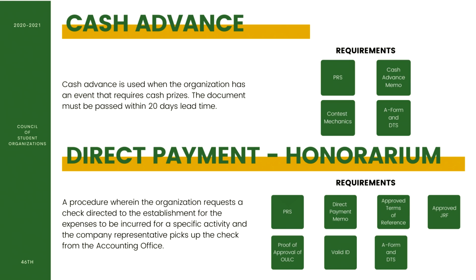Cash advance is used when the organization has an event that requires cash prizes. The document must be passed within 20 days lead time and contains CA memo, contest mechanics, and A form and DTS. Direct payment honorarium is a procedure wherein the organization requests a check directed to the establishment for the expenses to be incurred for a specific activity and the company representative picks up the check from the accounting office.